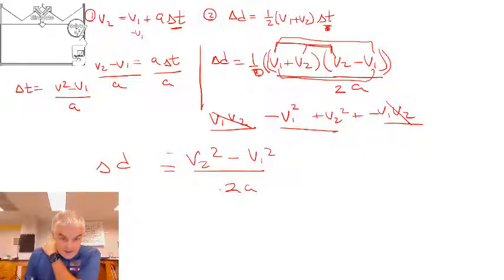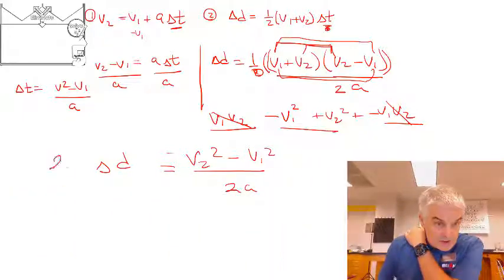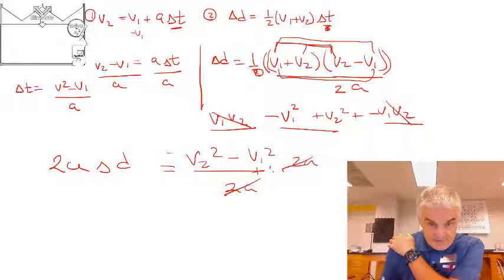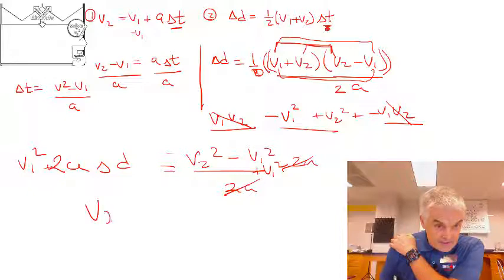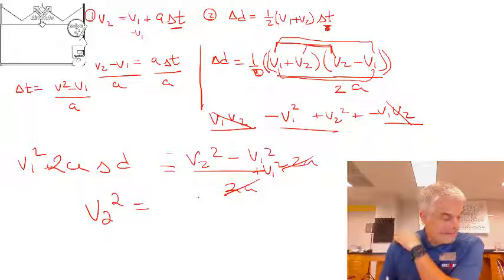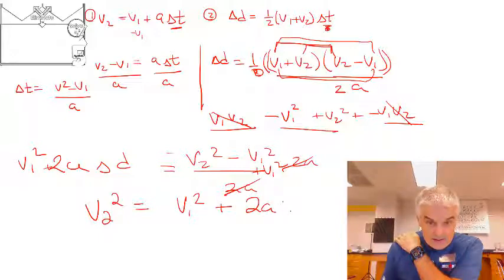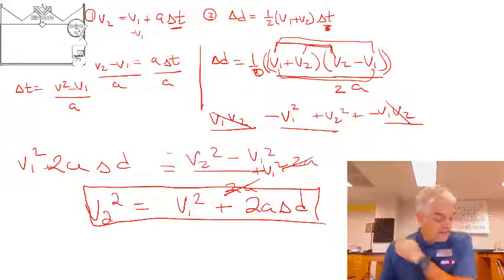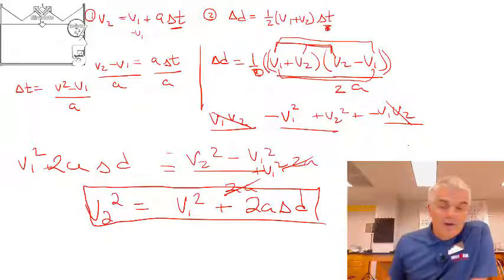And then we can simplify and cross multiply. We can say 2A delta D, multiply both sides by 2A, the 2A's cancel. Now, what we typically do is solve for V2. So I would add V1 squared to both sides, and I can say V2 squared is equal to V1 squared plus 2A delta D. And that's equation number 5. We've eliminated time, and now we have the last of our 5 equations.